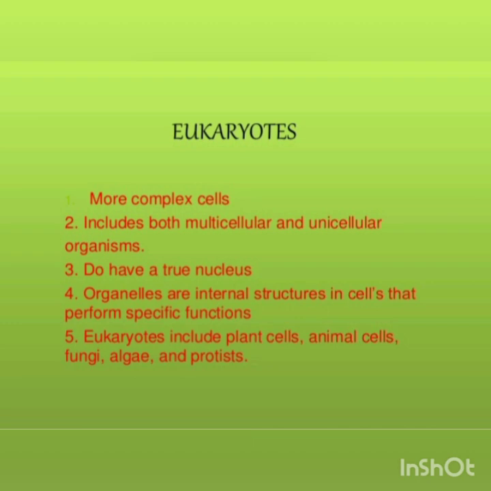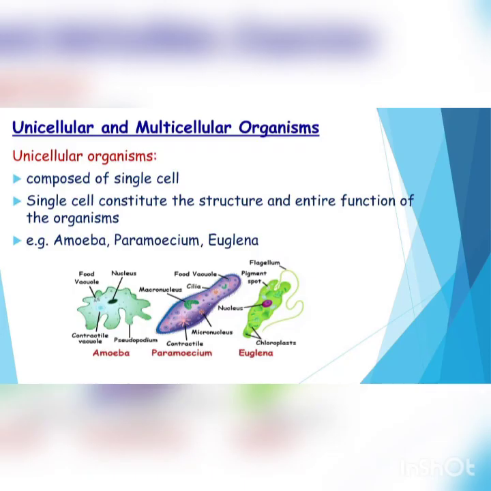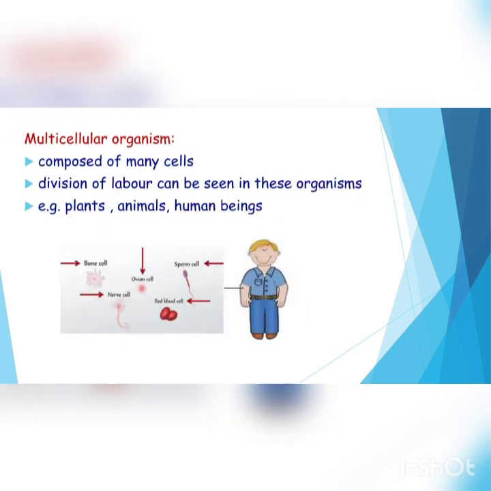Organisms according to the cellular organization are of two types, unicellular and multicellular. Unicellular organisms are composed of only one cell and the multicellular are composed of many cells. For example, plants, animals and human beings come under multicellular organisms.